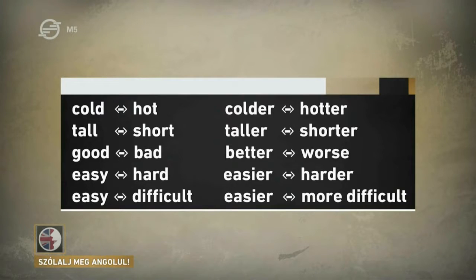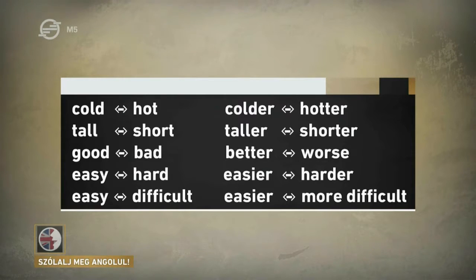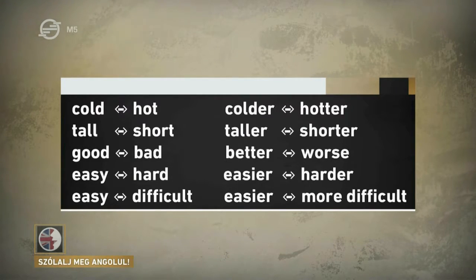So, let's think about the opposites of these adjectives and then make the comparative form for both adjectives. Cold, hot, colder, hotter. Tall, short, taller, shorter. Good, bad, better, worse. Easy, hard, easier, harder. Easy, difficult, easier, more difficult.